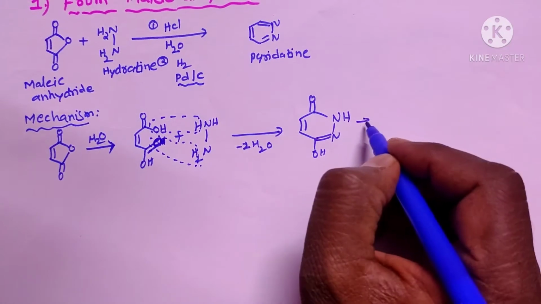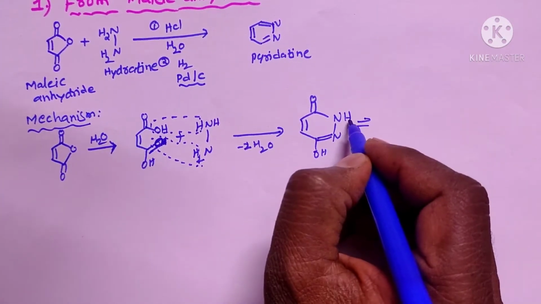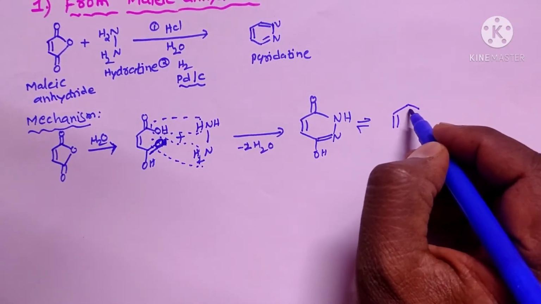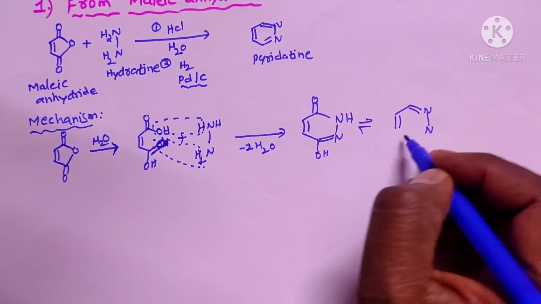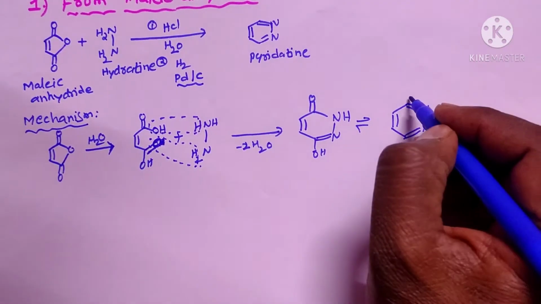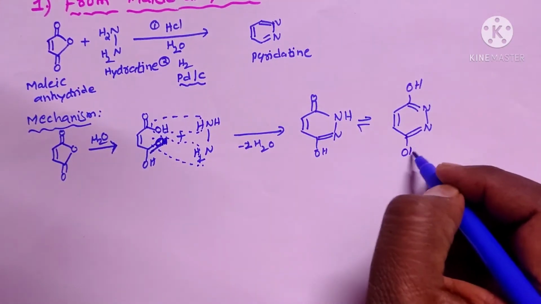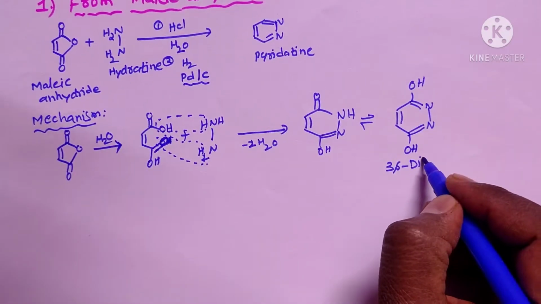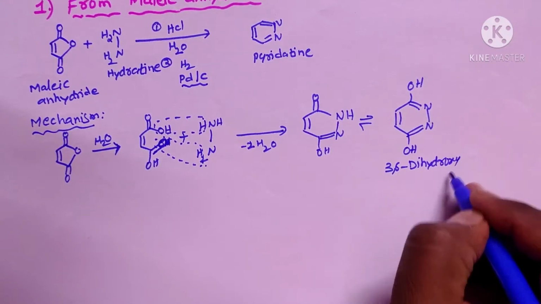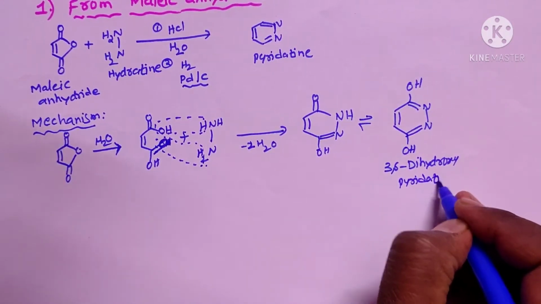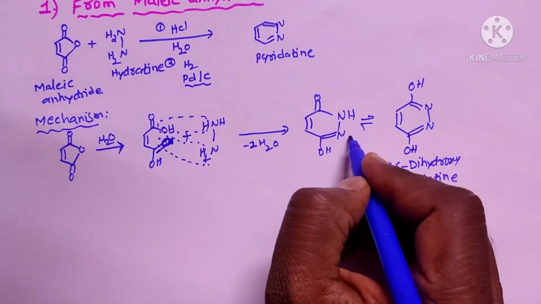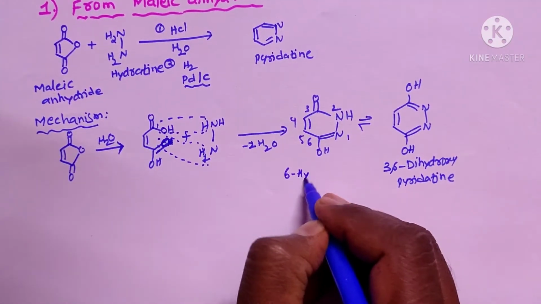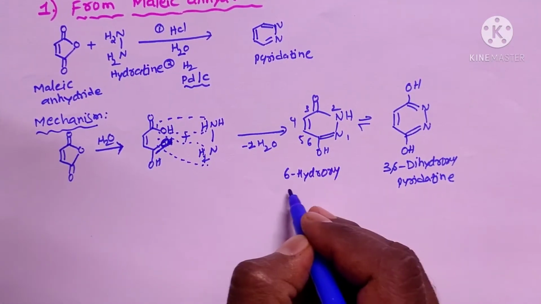Now this undergoes tautomerism. Look here, hydrogen goes here and the double bond comes here. As a result, here we get OH, and here also we get OH. This is known as 3,6-dihydroxypyridazine. Now numbering 1, 2, 3, 4, 5, 6, it is known as 6-hydroxypyridazin-3-one.